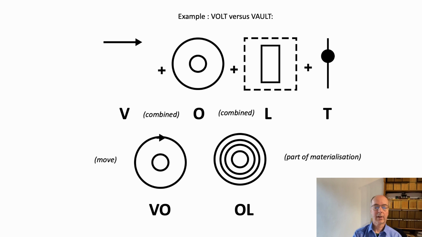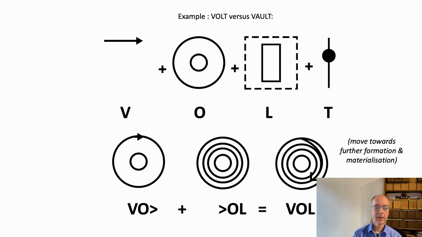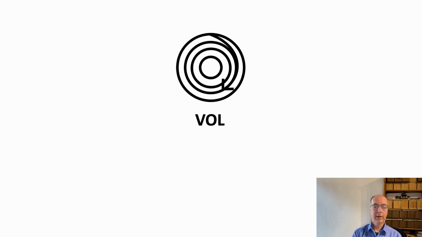The O and the L combined is more like a part of it will be materialized, as you can see here. With V, O and L combined, there's a move towards a further formation or materialization. That's the word vol. Vol also means full, by the way, of becoming full. Again, as an action, as a transaction, as something which is forming. It's not a completion necessarily. So here you have the vol.